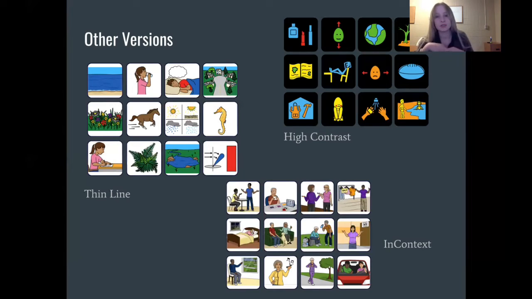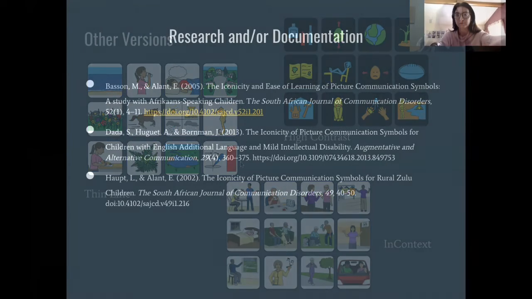It's really comparable to the thin line style. If you look back to the thin line picture on the left, we can see it has the thin outlines, it has the more realistic cartoons, which is why it's more geared toward adults.